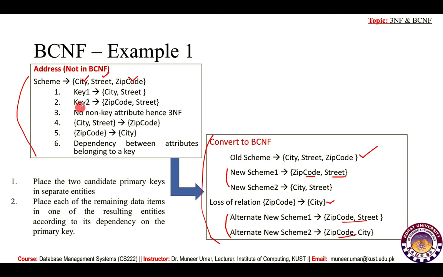It's quite simple. First, check for candidate keys in the table. Then take the candidate keys and create new tables for each candidate key and make them primary key. And after that, take the remaining attributes and put those attributes according to their dependencies along with their candidate keys in the new tables.